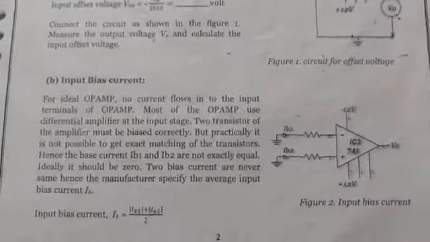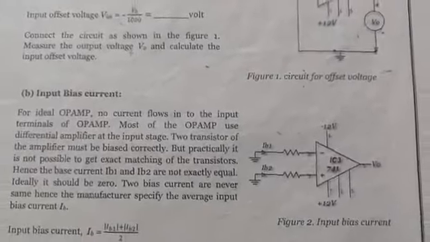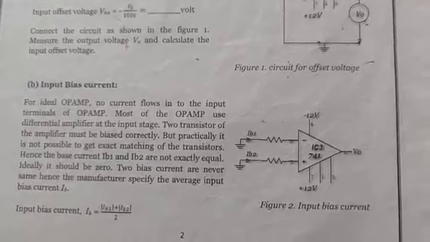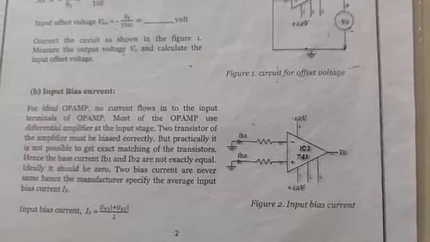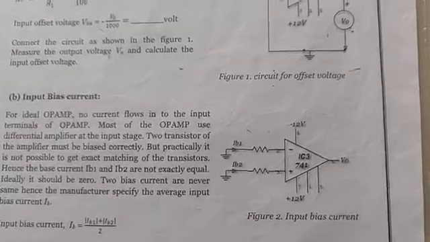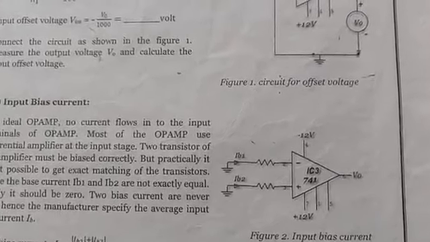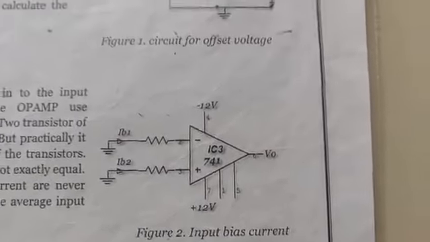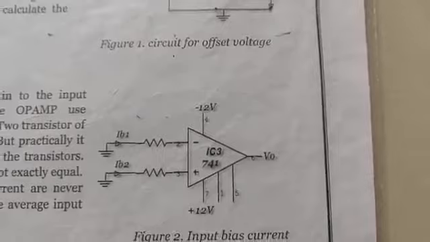What is the input bias current? The current going into the op-amp through the inverting terminal and non-inverting terminal. The inverting terminal is grounded through a resistance and the non-inverting terminal is also grounded through a resistance. And how much current should go into the op-amp?